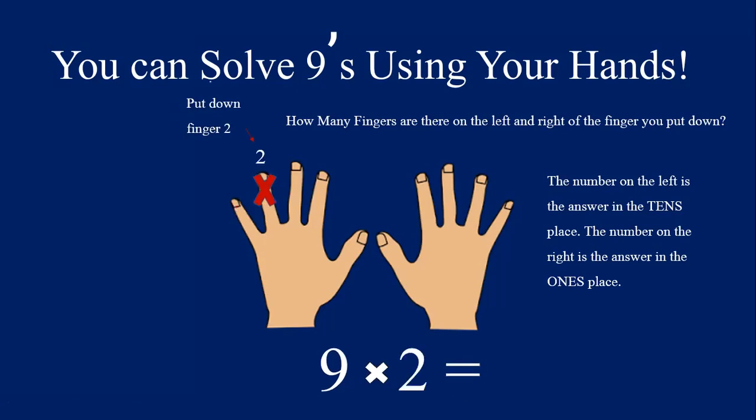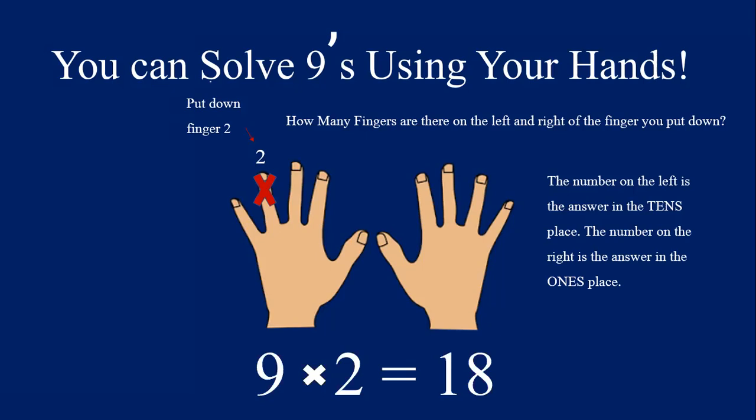Let's try 9 times 2. Okay, hold up your 10 fingers, put down your second finger. How many fingers are up on the left? Just 1. And that is the answer in the tens place. How many fingers are up on the right? 1, 2, 3, 4, 5, 6, 7, 8. 8 would be the answer in the ones place. So we have a 1 and an 8, and our answer is 18. 9 times 2 equals 18. You can see the 1 and the 8 that make the number 18 with your fingers.